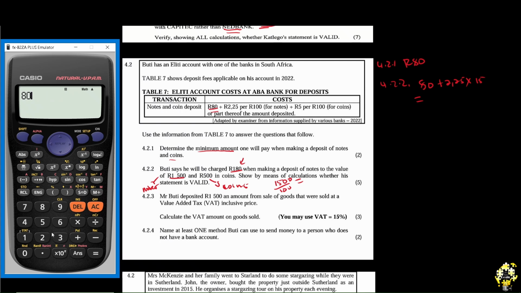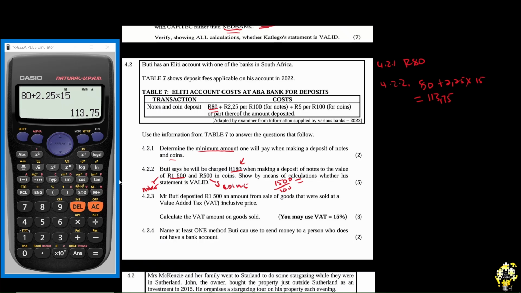So let's come here and say 80 plus 2.25 multiplied by 15. Okay, for notes he has to pay 113.75. Now let's go to coins.